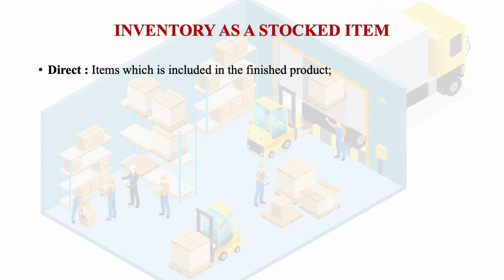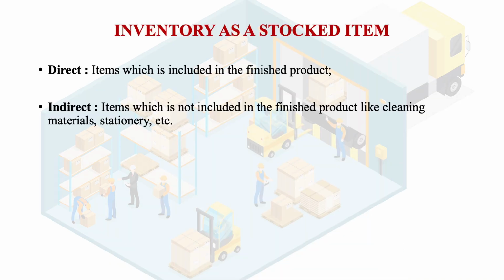Inventory as a stocked item has many types, like direct items, which are also included in the finished product. In an automobile company, the car is the finished product that is inspected, made and manufactured, and lying in the company yard. That is direct inventory. Indirect inventory is an item which is not included in the finished product, like cleaning material and stationery, items that help the finished product to be prepared. So it is cleaning material, stationery, other resources.